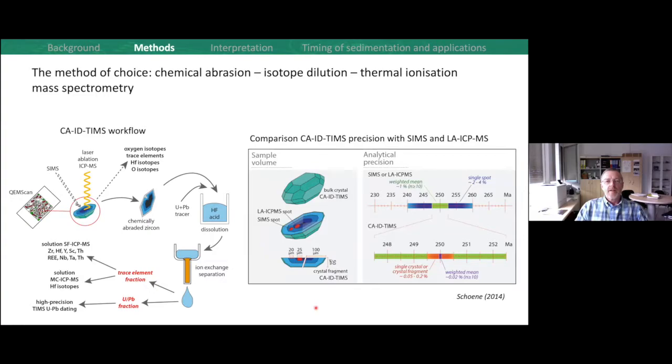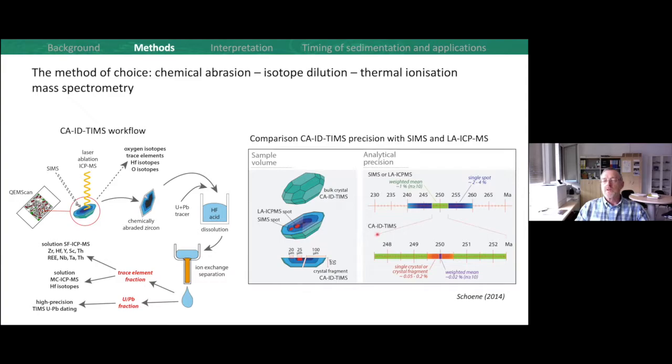Okay, so I said before that the method of choice is the bulk method, the chemical abrasion, isotope dilution, thermal ionization mass spectrometry. Why? Mainly because of its precision. Because when we have one of these two spatially resolved techniques, we are speaking about a few percent of single spot uncertainty. And when we have a series of spots which give the same age, we can hope to get a weighted mean age which has an uncertainty of around 1%.